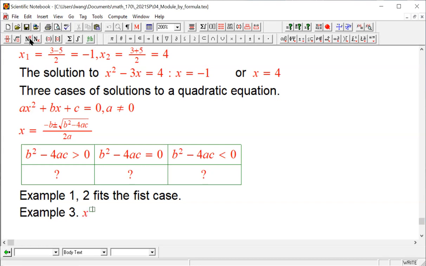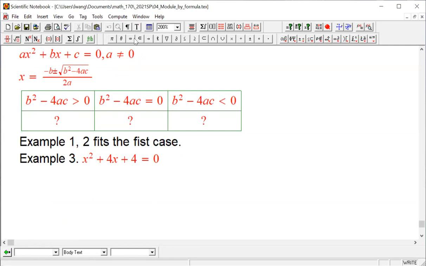So for example, I may have x squared plus 4x plus 4 equals 0. If I use the quadratic formula, first I look at b squared minus 4ac. This quantity is also called a discriminant, right? Discriminant.